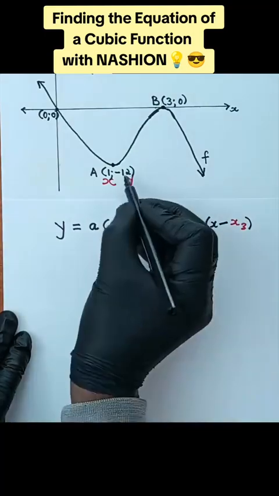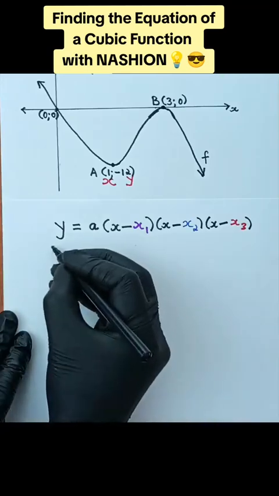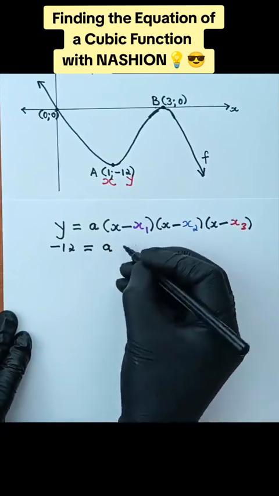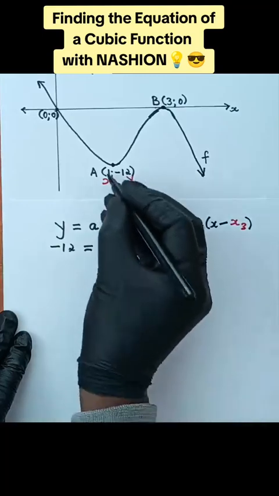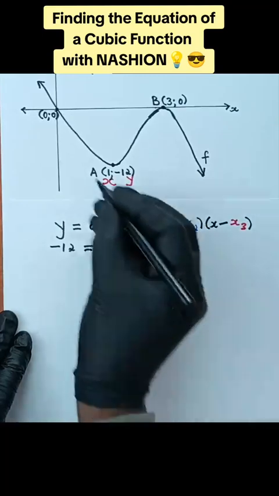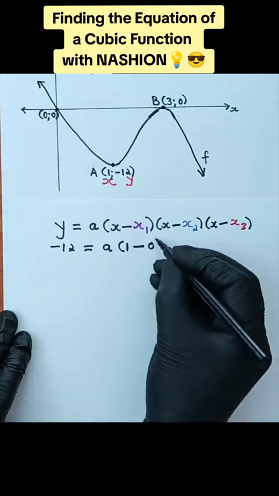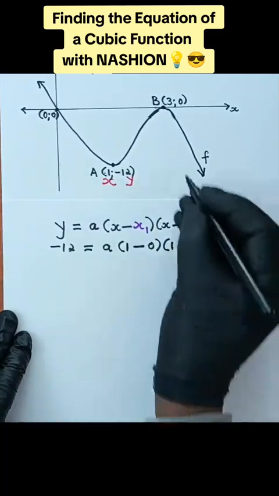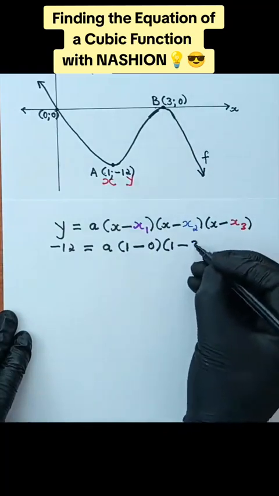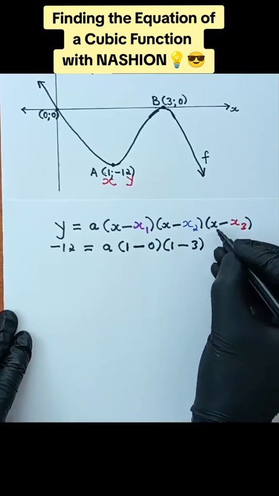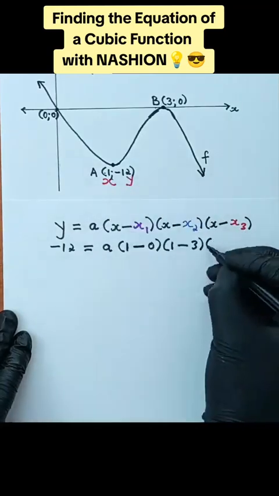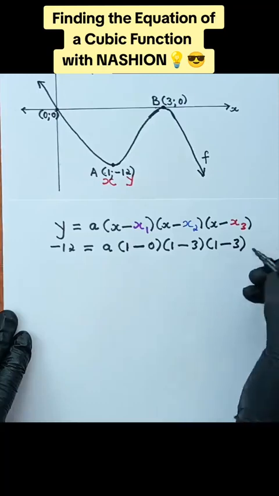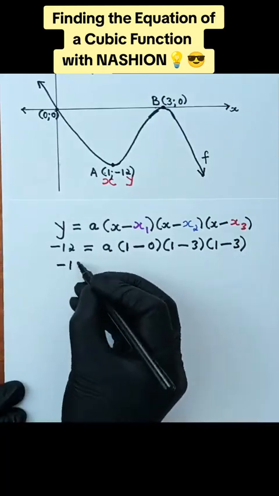All right, let's substitute. Negative 12 is the y value. So we are solving for a. X value is 1 minus x1, 0. X again is 1. X2, that's 3. One more time, x is 1. And x3 again is 3. Here we go.